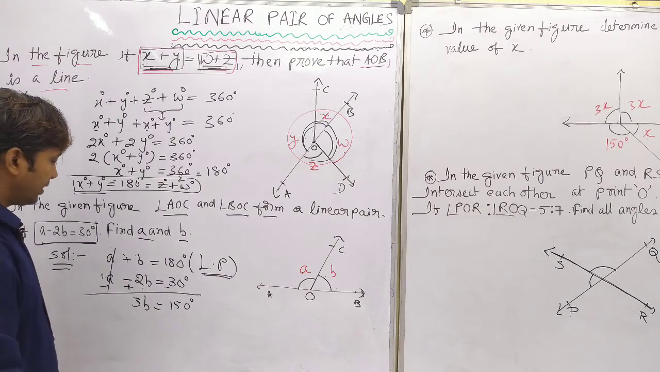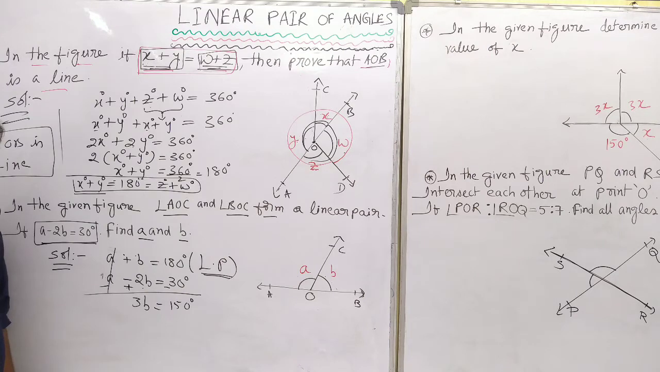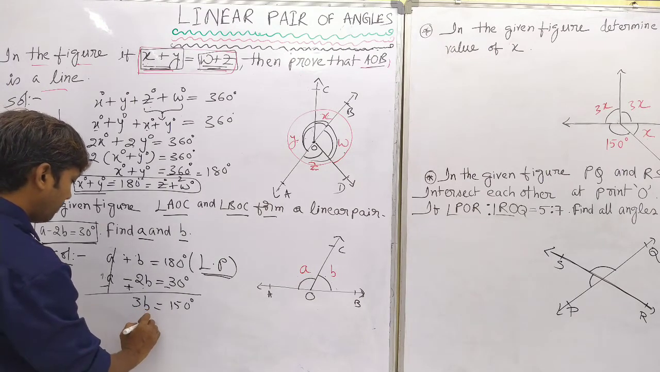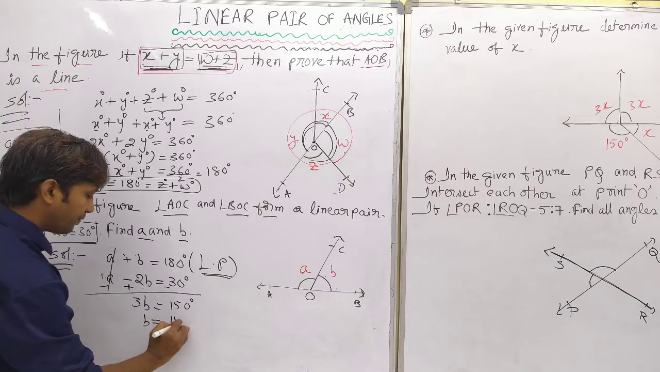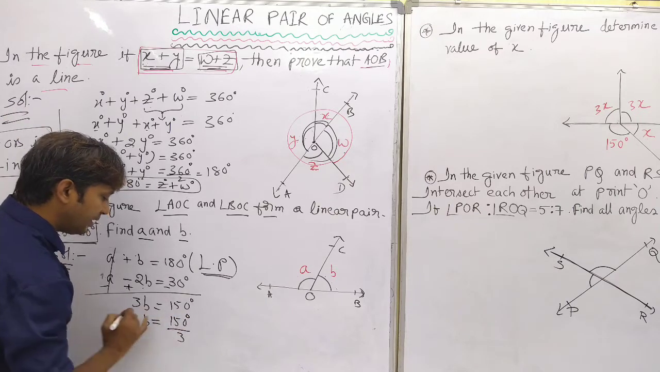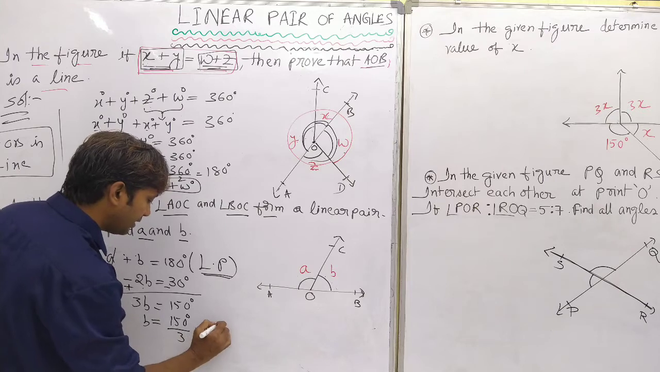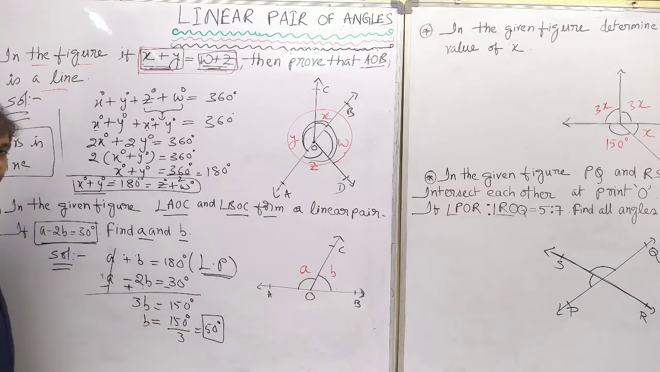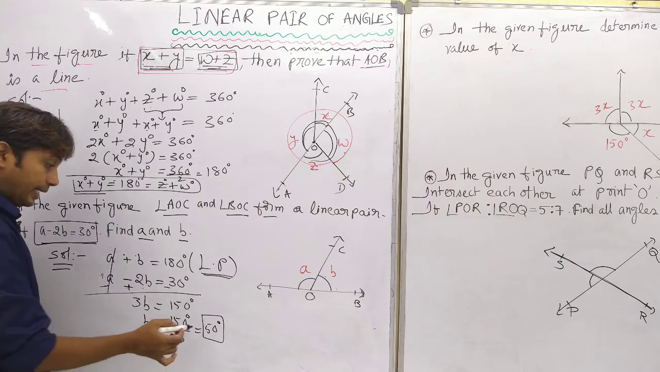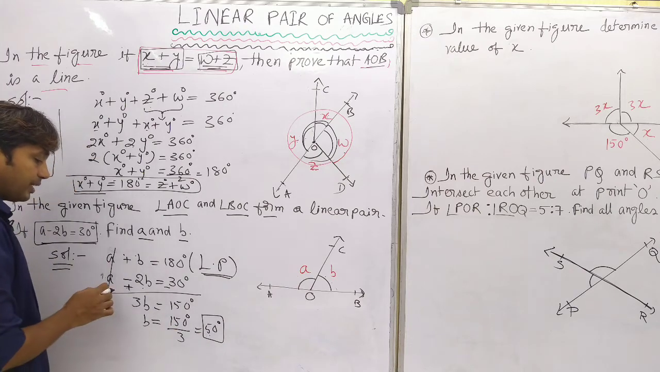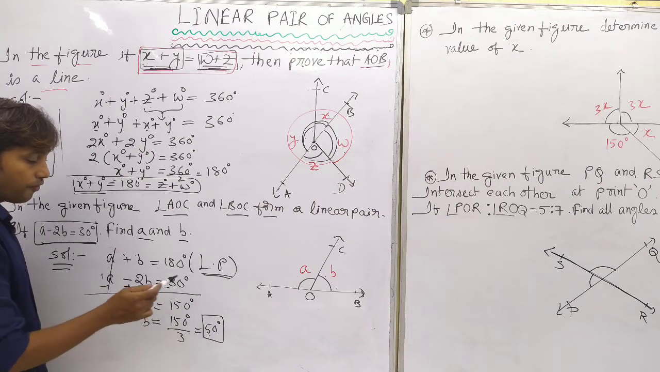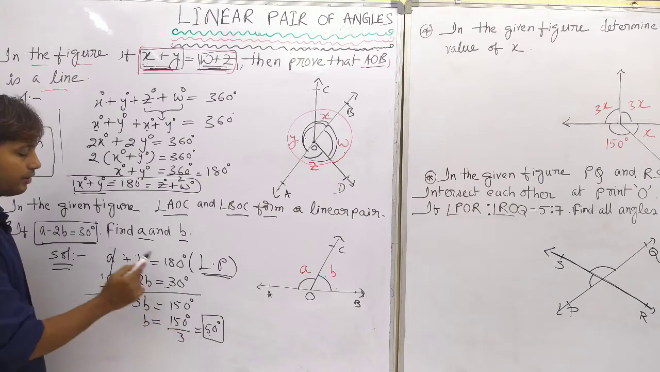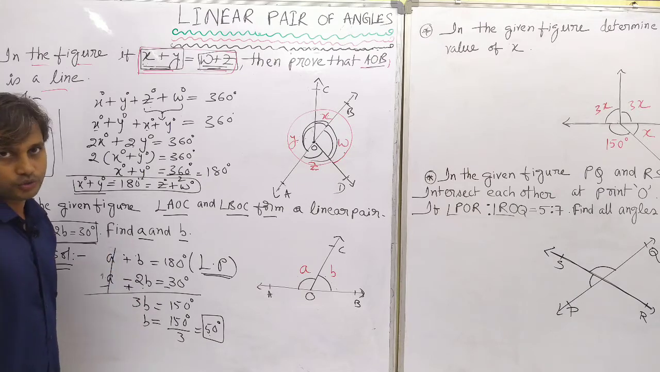Okay, 180 minus 30, that would be 150. So now tell me here, b equal to how much? 150 degrees by 3, which is equal to 50 degrees. So we obtained a value of b or not? Exactly. So now taking this value and substituting this value of b in either of the equations, either the first one or the second one, you can obtain the value of a also.